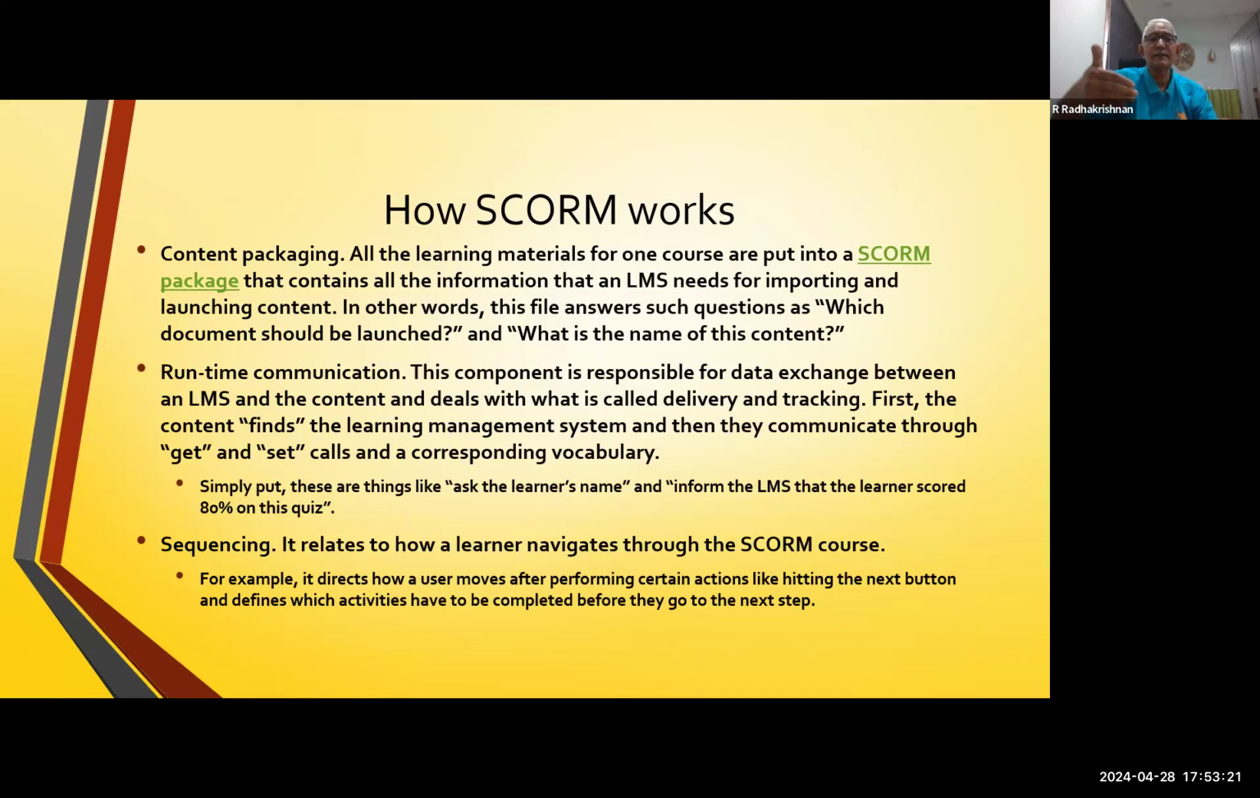Then third thing is sequencing. It relates to how learner navigates through this SCORM. For example, it directs how a user moves after performing certain actions, like hitting the next button.